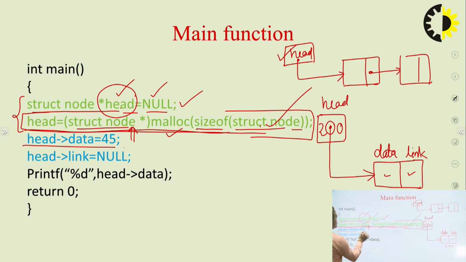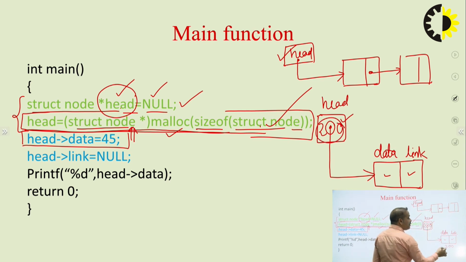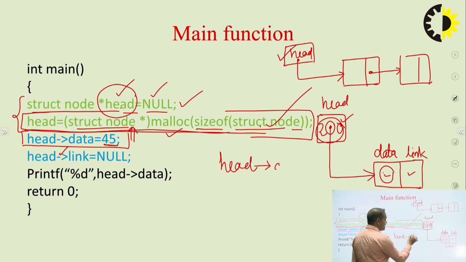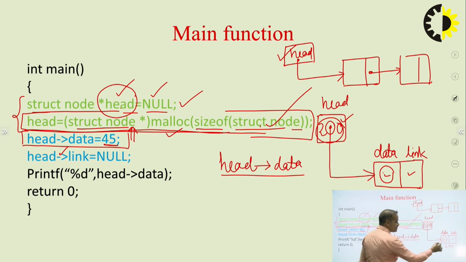This is the code which is used to insert a value at the data part. We use head arrow data. That means this is the head, that means 200, and the data part at 200 is this. By using the arrow, we enter at the data part location, and we have entered the value 45. We go to this point and enter the value 45. By using this operator, we open the gate to enter at the data part.